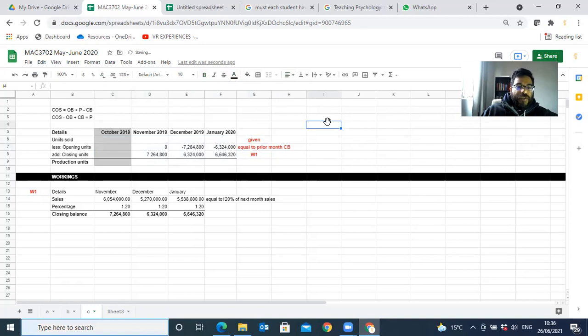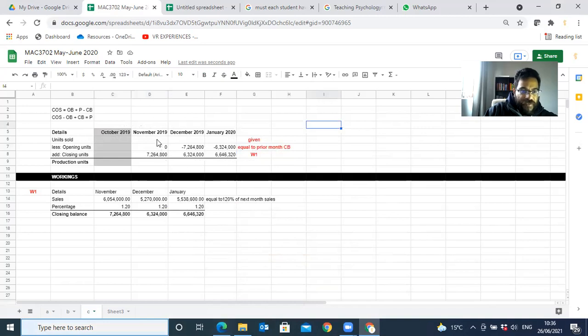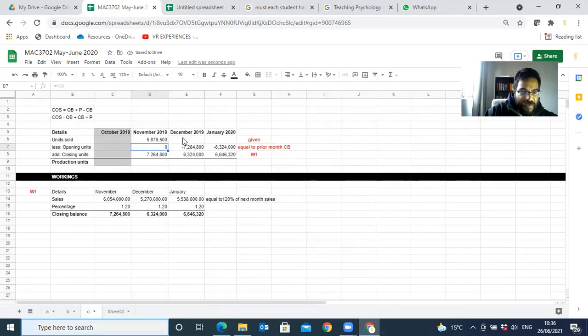Okay, so now we can plug in units sold. We will use the actual units sold of the month. So the budget for November is 5876. Then December sales is that, and January sales would be the 5270. Okay, so that is basically it.